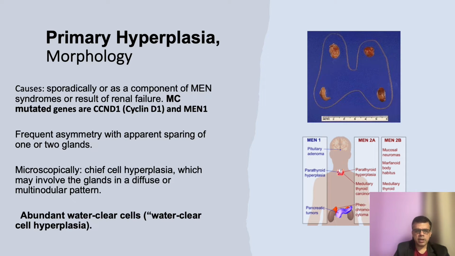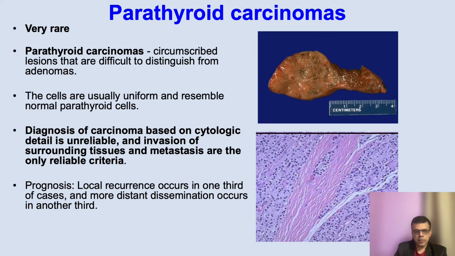Parathyroid hyperplasias are due to mutation of cyclin D1 and the MEN1 gene. They are more commonly seen in MEN1 syndrome, or sometimes they may be sporadic as well. There is frequent asymmetry, which means both sided glands may not be equally involved, and there is chief cell hyperplasia on microscopy, and even abundant water-clear cells are seen. So chief cells show marked hyperplasia, that is the important feature.